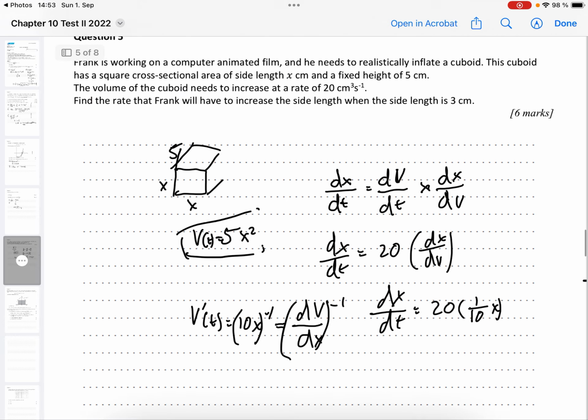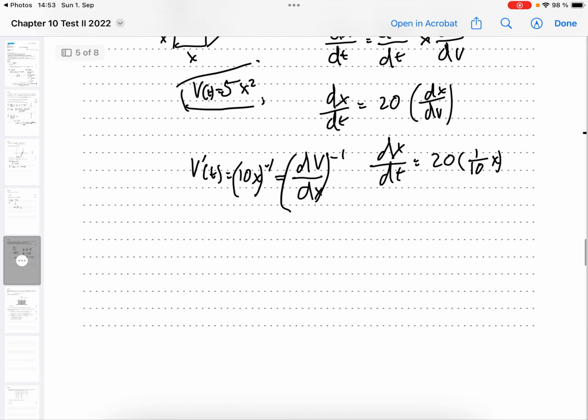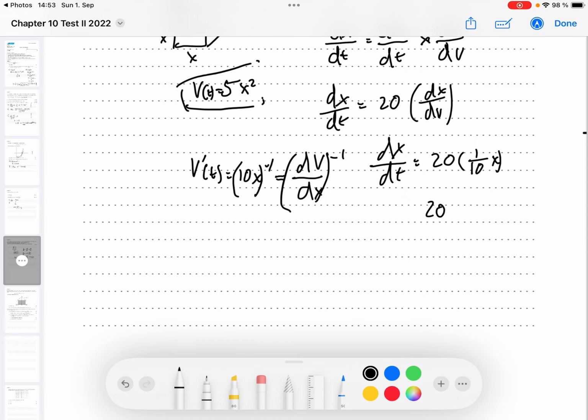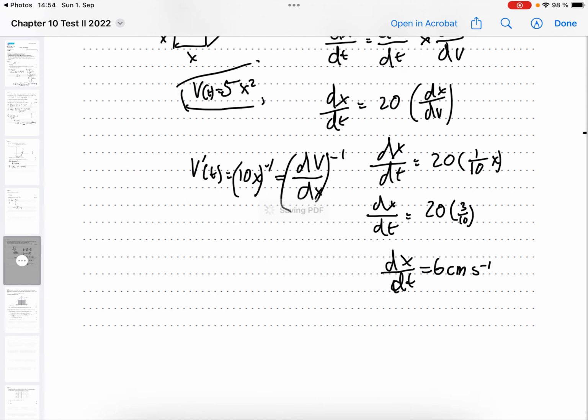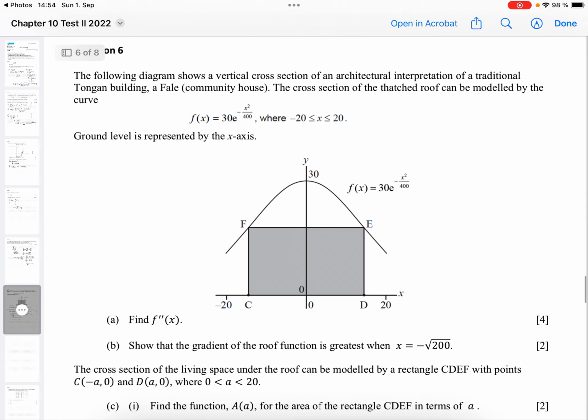So we know that the side length is 3 centimeters. So if we just plug in that for x, we see that 20 times 3 over 10 is equal to dx over dt. And if we solve for that, the rate of change of the side is 6 centimeters per second. Right, let's move on now.